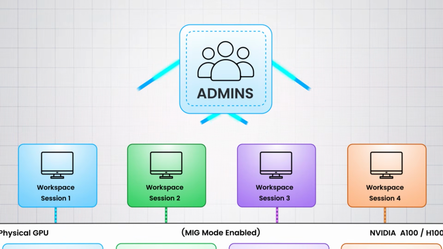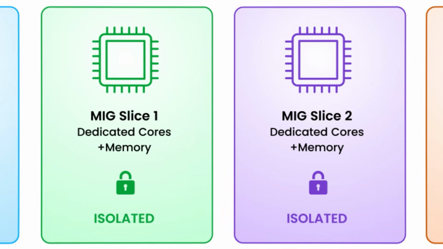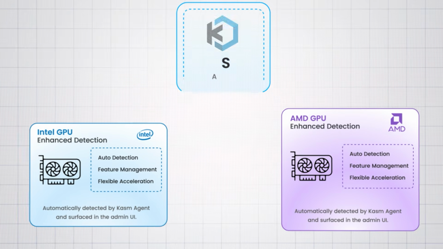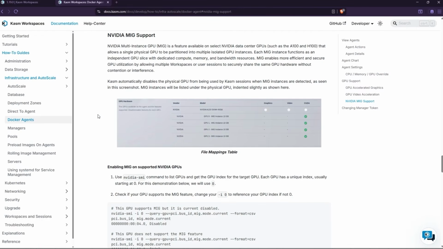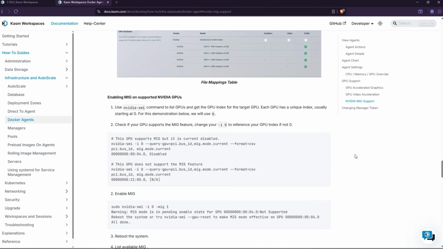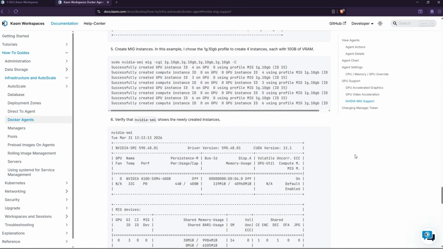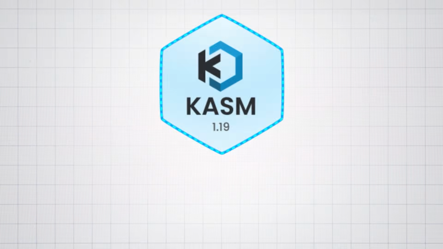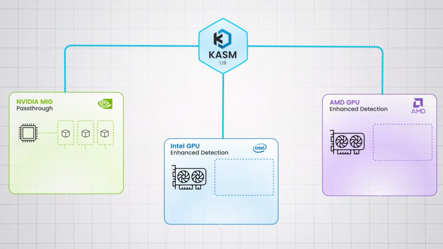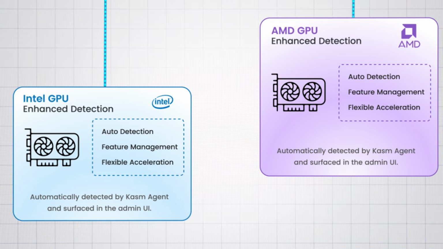Admins can then configure workspaces to request a specific MIG slice the same way they would any other GPU resource. On the Intel and AMD side, GPUs are now automatically detected by the Kasm agent and surfaced directly in the admin UI. From the agent details view, you can enable or disable specific GPU features, and at the workspace level, you can select and prioritize which graphics and video acceleration methods you want to use. Combined with the NVIDIA improvements, Kasm 1.19 delivers improved GPU pass-through across NVIDIA, AMD, and Intel GPUs.